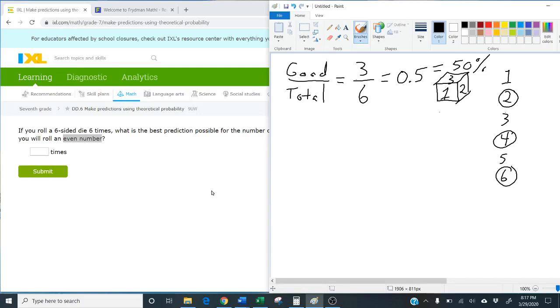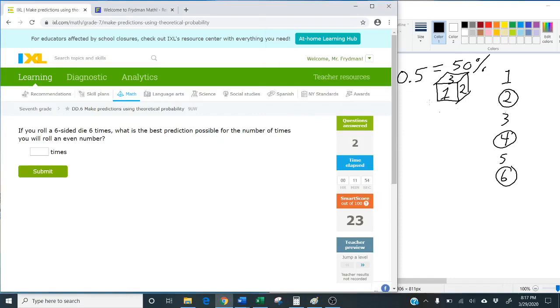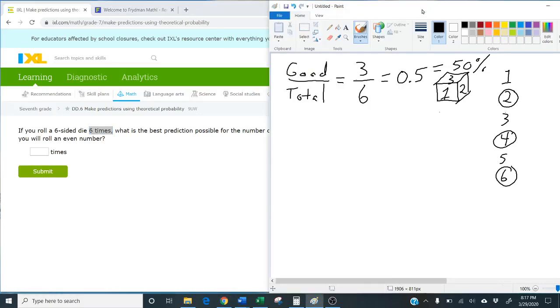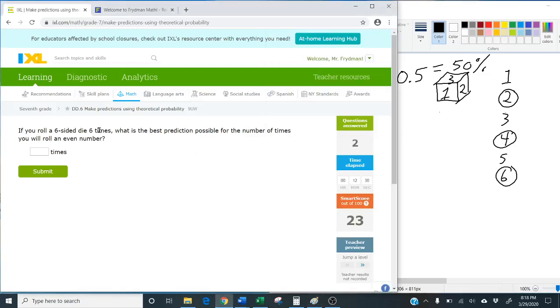That's just the probability. We are going to roll this number cube 6 times. Out of those 6 times, how many times do we think we would get an even number? Again, we might get an even number all 6 times. We might get an even number 0 times or just 1 time. But not all of those predictions are very good predictions. Even if they can happen, the best prediction we can make, the most reasonable prediction, would be to take the probability and multiply it by the number of attempts, which in this case is 6.